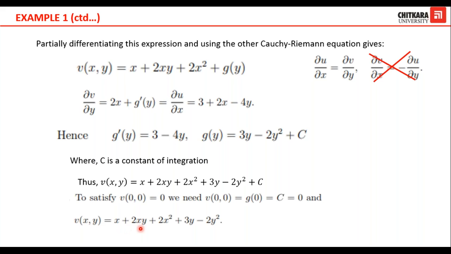V is x plus 2xy plus 2x squared plus 3y minus 2y squared. So you can see that you were only given u in the question. And how, with the help of Cauchy-Riemann equations, we used both the Cauchy-Riemann equations one by one, and how we calculated the other part of the analytic function. So the harmonic conjugate V has been calculated by using the Cauchy-Riemann equations, right?